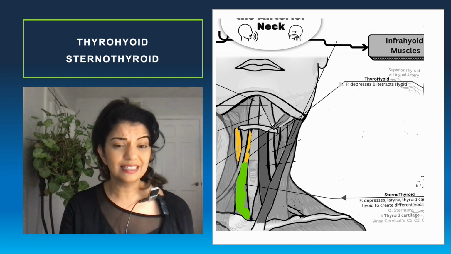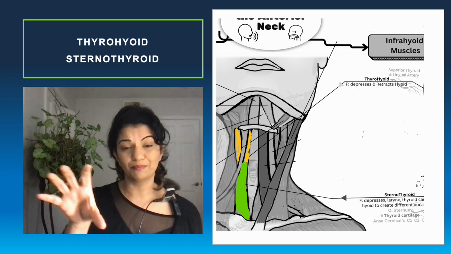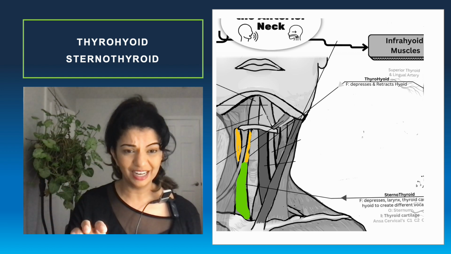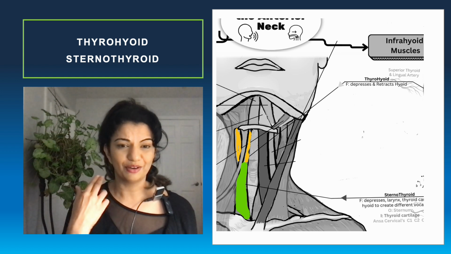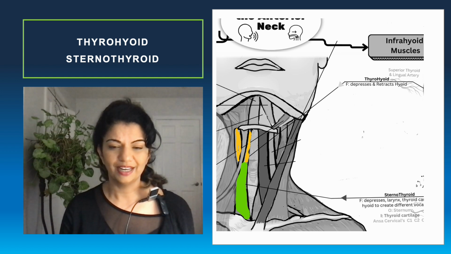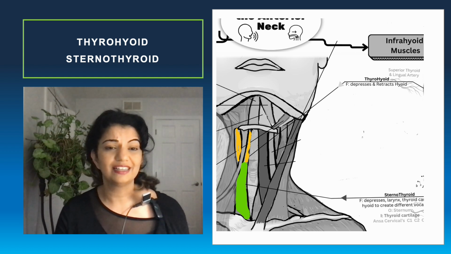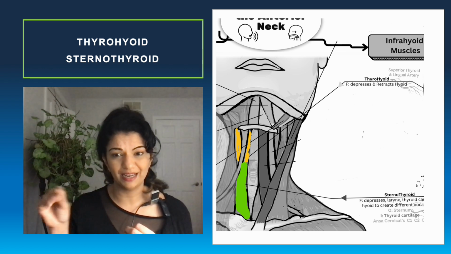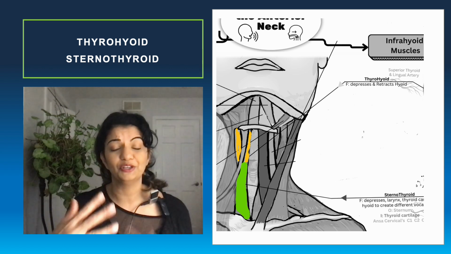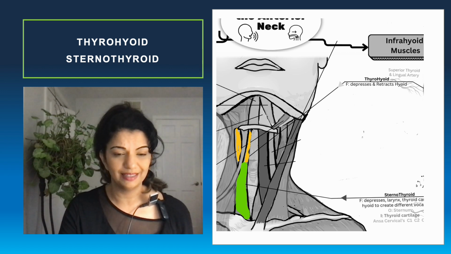Now let's look at the sternothyroid, which is the green part. That actually forms the bottom part of the thyrohyoid. And this one, again, originates from the sternum and goes to the thyroid cartilage, right? And the function here is to depress the larynx and thyroid cartilage to create different tones. In the mind map, I have musical notes here because it helps you with vocal tones. Okay, so there you have it, very easy to remember. Let's look at the last two.